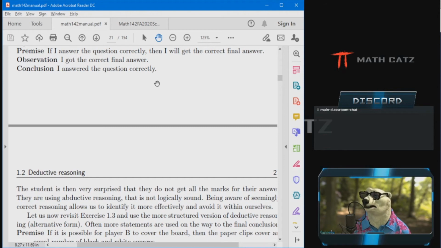Why? Because they're using the likely explanation, answering the question correctly, as 100% certainty. But it doesn't work that way. It's only one direction, the premise. If you answer the question correctly, you'll get the final answer correct. But just because you get the final answer correct doesn't mean you answered the question correctly.